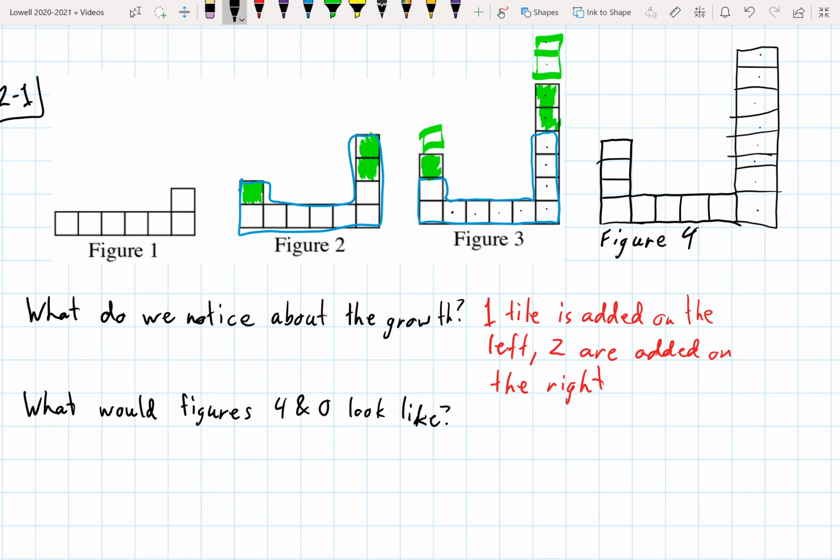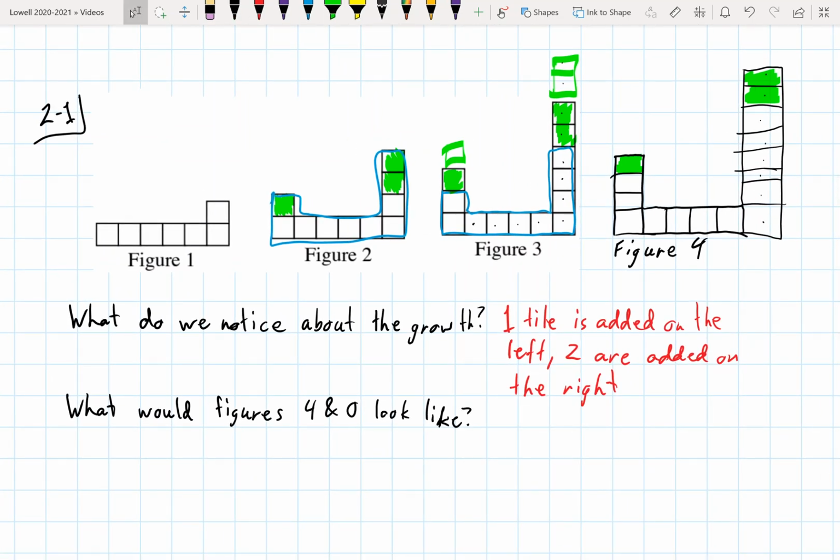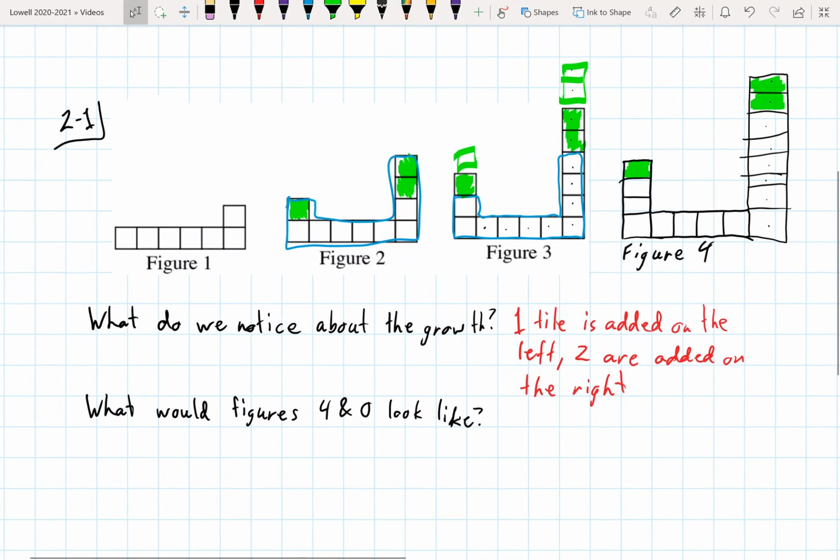Alrighty. So this should be one more added on the left, two more on the right. 1, 2, 3, 4, 5, 6. 1, 2, 3, 4, 5, 6. Perfect. And now if we're doing figure 0, well, this one's weird because we don't know what figure -1 was. Because if we know before -1, then we just add 1 to the left, add 2 to the right. But we don't have the one before 0.